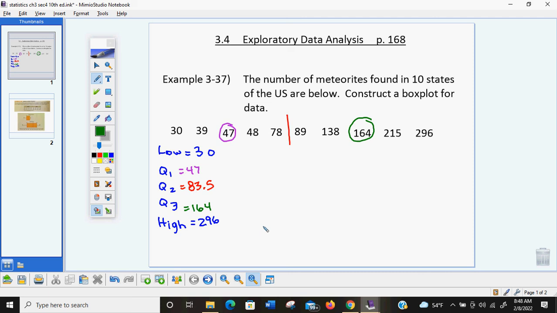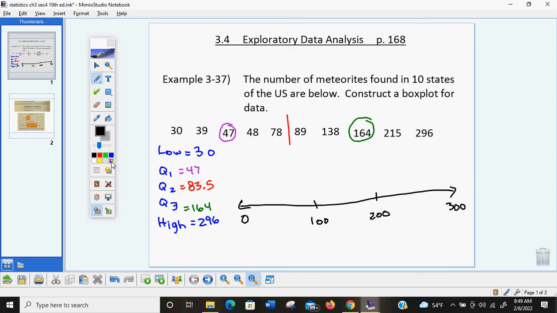Okay? All right, so here's how you do a box plot. We need a number line that covers all these numbers. So if my low is 30 and my high is 296, I'm just going to go from 0 to 300. We're just estimating, but I'm going to start at 0, put 300 over here, and then try and split it up. 100, 200, good enough.